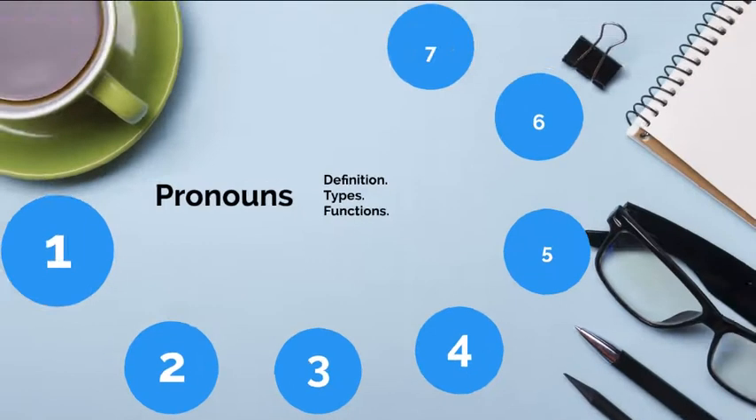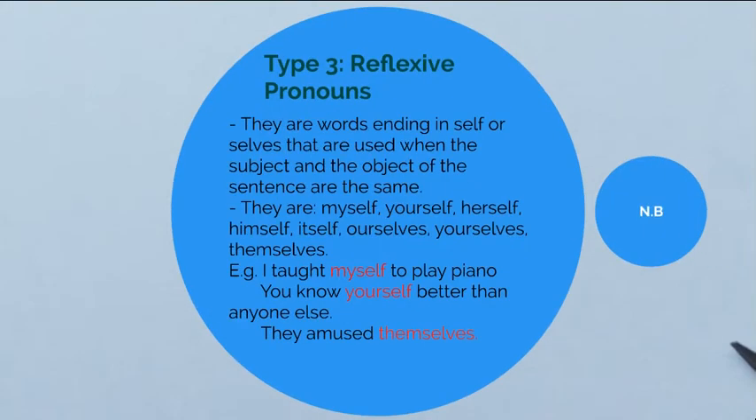Now we pass to the third type, which is reflexive pronouns. They are words ending in self or selves that are used when the subject and the object of the sentence are the same. The reflexive pronouns are myself, yourself, herself, himself, itself, ourselves, yourselves, and themselves.